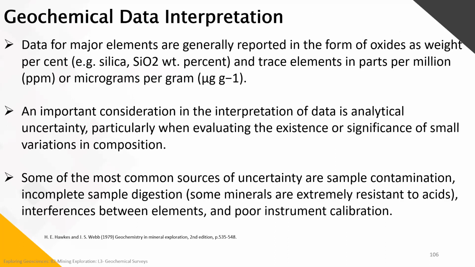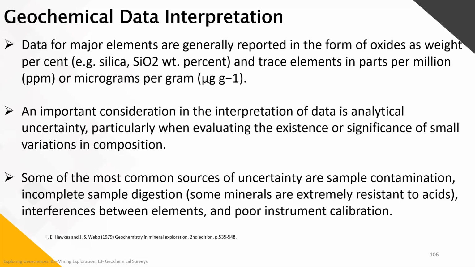So now that we have seen all the techniques used for geochemical sample exploration, how do we use all this data, and what is it useful for? Data for major elements are generally reported in the form of oxides as weight percent. For example, silica will be shown as SiO2 percent. Trace elements will be shown in parts per million, ppm. We can also have parts per billion, ppb, or micrograms per gram.